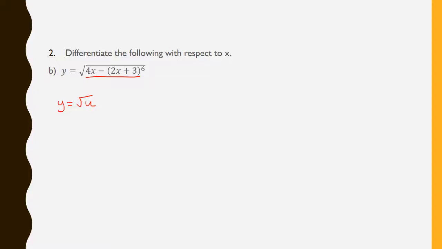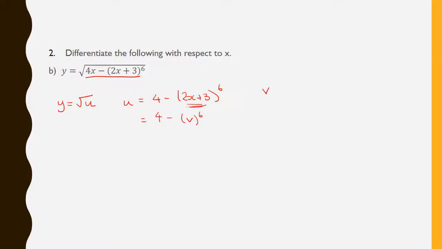The inside part would then be u equals 4 minus 2x plus 3 to the power of 6. The problem is that we need to go a bit further because we still have this function here to deal with. So we can set this up again and choose another variable. We can say that u is actually the same as 4 minus, instead of 2x plus 3, I'm going to call this v.